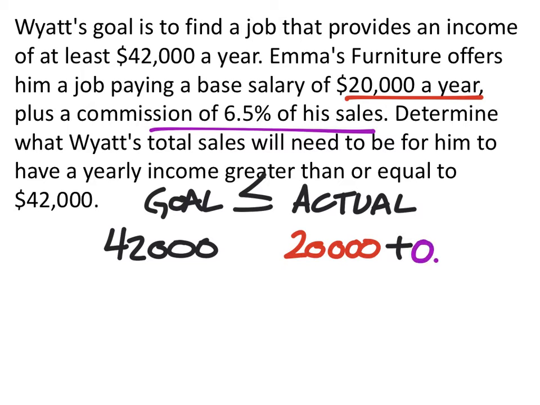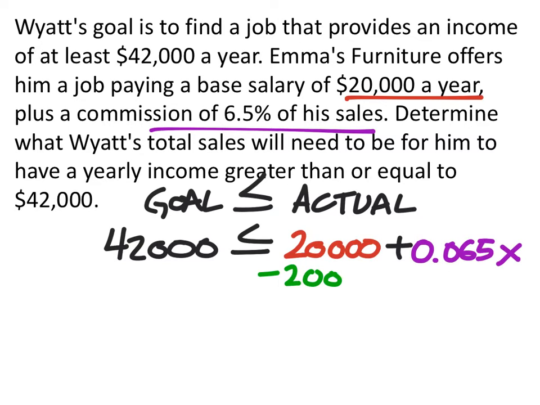Now, I don't want 6.5 there. I want 6.5%, which is actually 0.065. And I'm going to have to multiply that by the amount of sales that he makes, which I'll define as X, okay? So again, whatever he actually ends up making needs to be bigger than his goal right there of 42,000. So again, 42,000 is less than or equal to 20,000 plus the 6.5% X. Now, if you have these flipped, it's fine. It just needs to be eating the 20,000 plus the 6.5% X. And now we've got an inequality that we can solve very directly.